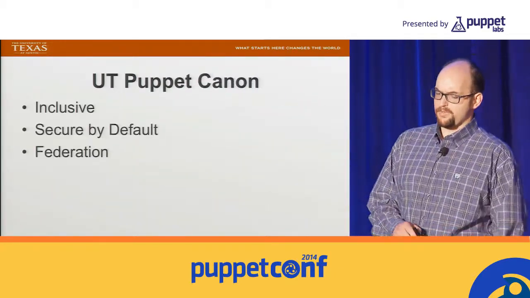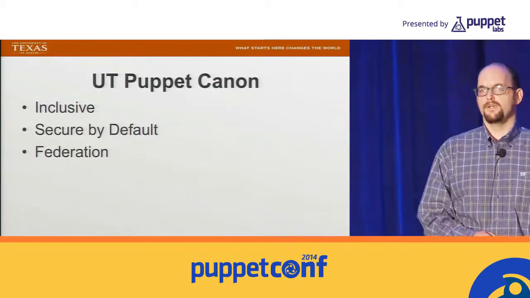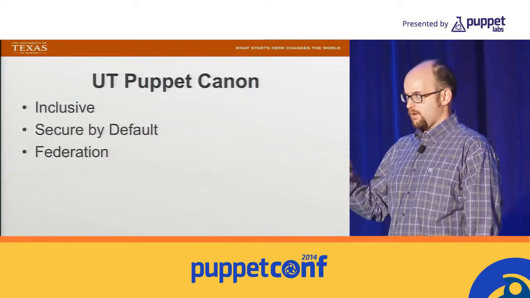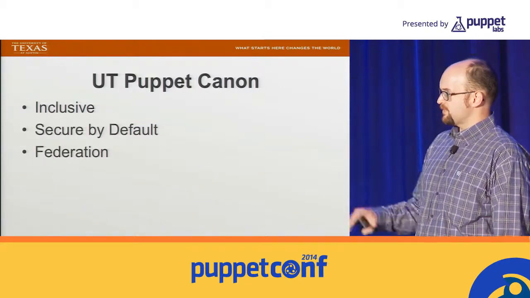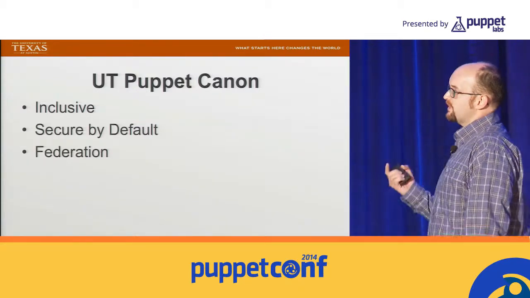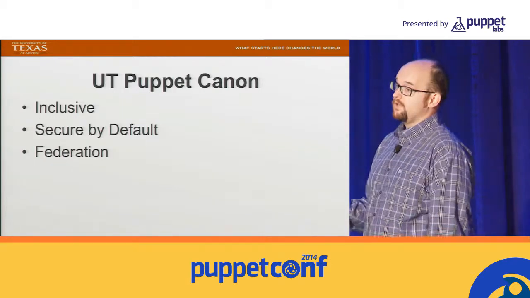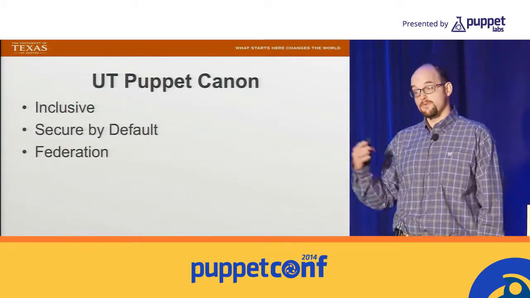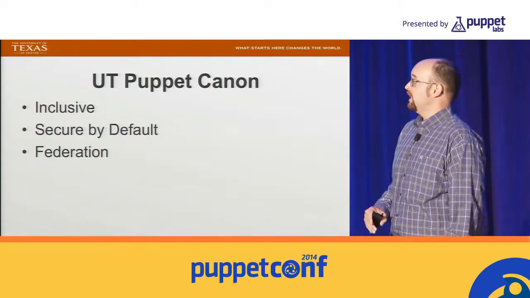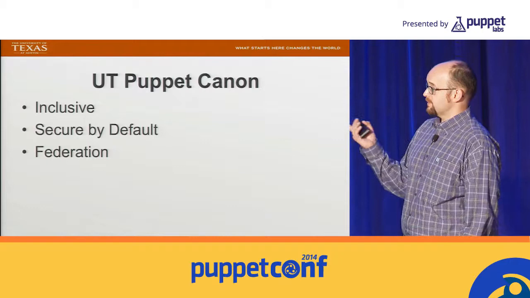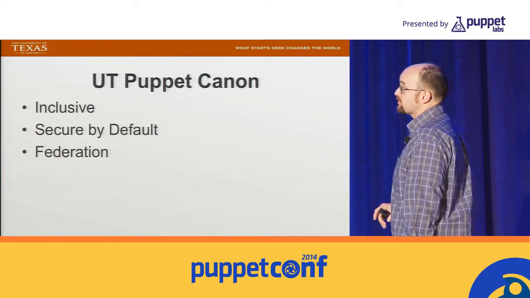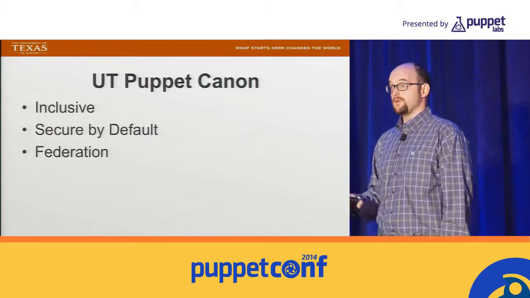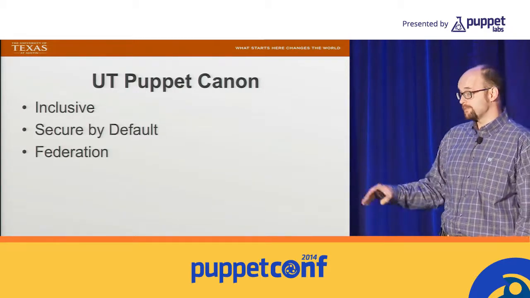And so we came up with a Puppet Canon, a set of baseline principles that we wanted our Puppet installation to follow. And that canon was that it should be inclusive, and not just for the neophytes, but also for the people who are very experienced with Puppet. And you'll see how we did that using the tool sets. We also wanted it to be secure by default. We wanted that no matter where you plugged into Puppet, you got our basic security baselines.